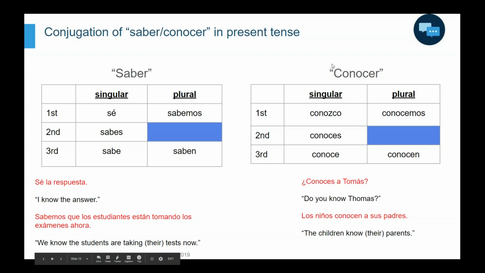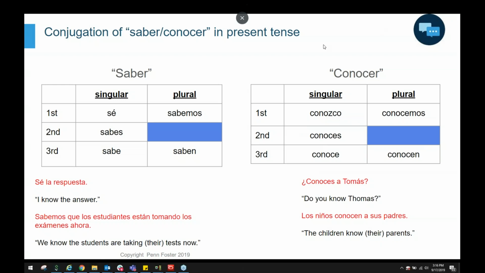Moving over to conocer. Again, this first person singular form is our irregular with the Z in there. Conozco, conoces, conoce, conocemos, conocen. So some examples. Conoces a Tomás. Do you know Thomas? This is if you're familiar with Thomas or you're acquainted with Thomas. And los niños conocen a sus padres. The children know their parents.